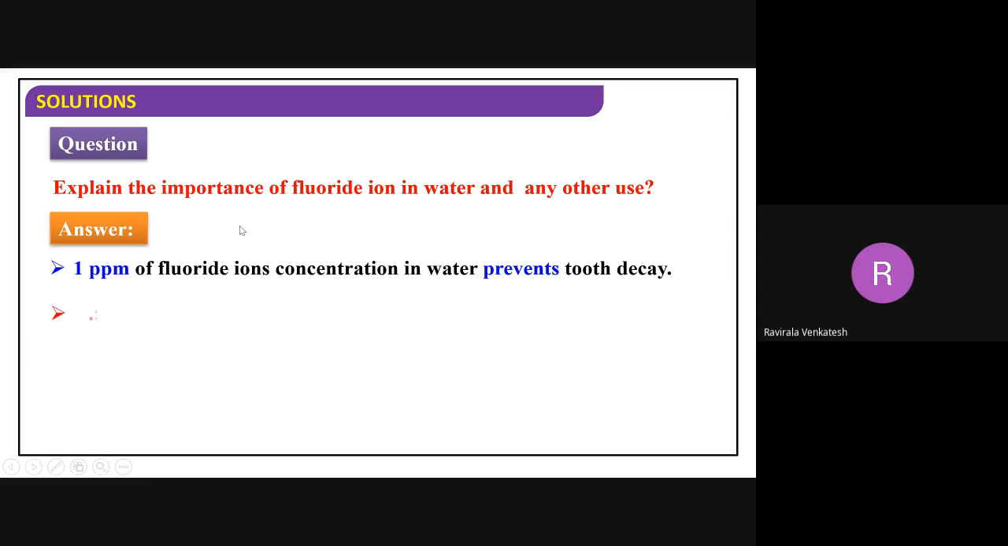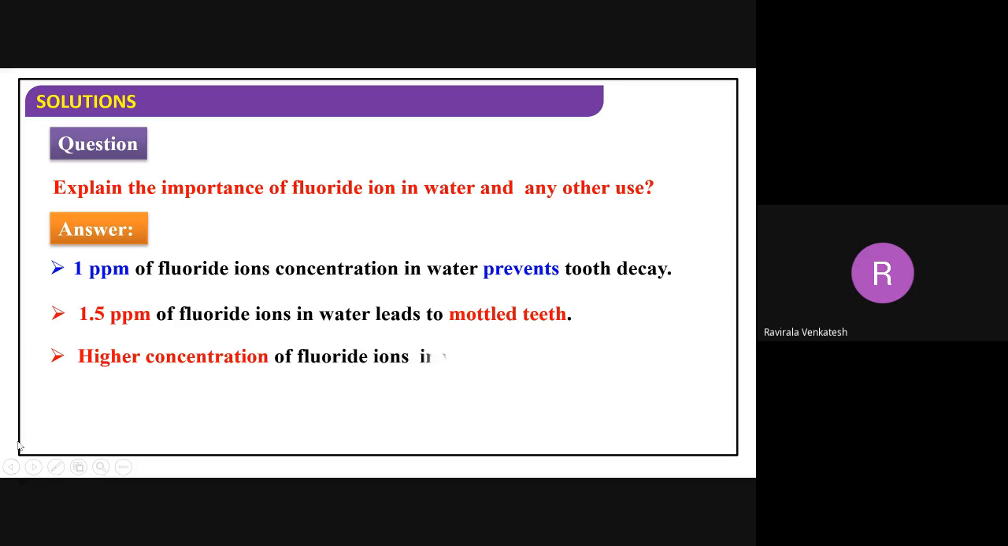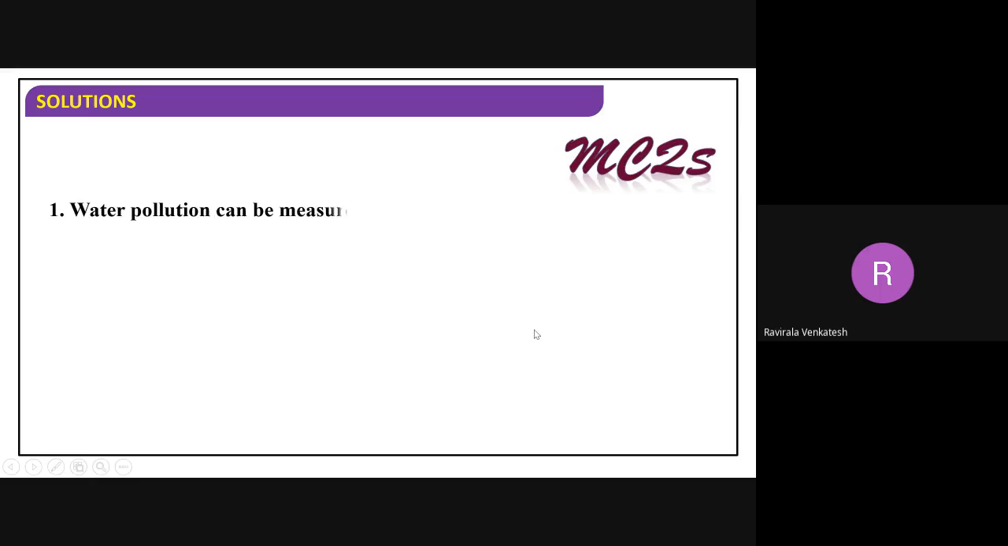It's called 1 ppm. 1.5 ppm of fluoride ion in water leads to mottled teeth, isn't it? A higher concentration of fluoride ions in water becomes poisonous. So it should be at 1 ppm only. So this is the importance of ppm. Sodium fluoride is used as a rat poison, in which the amount will be in terms of ppm only.